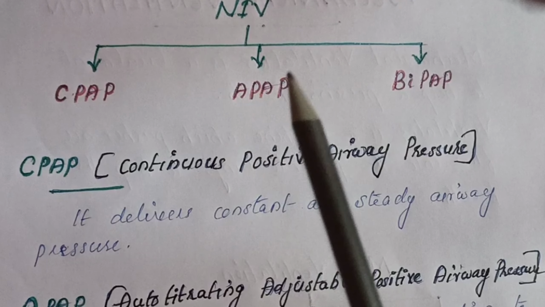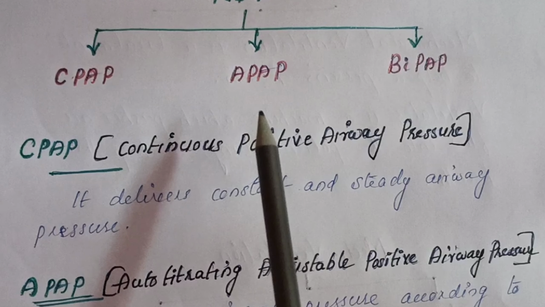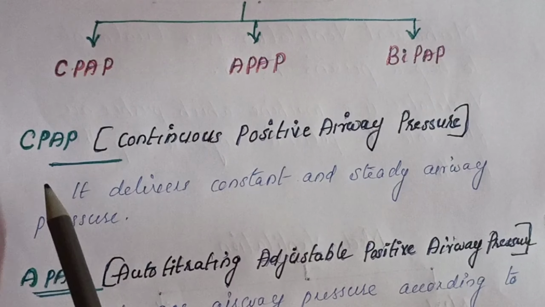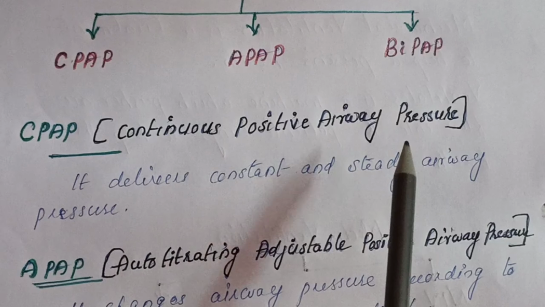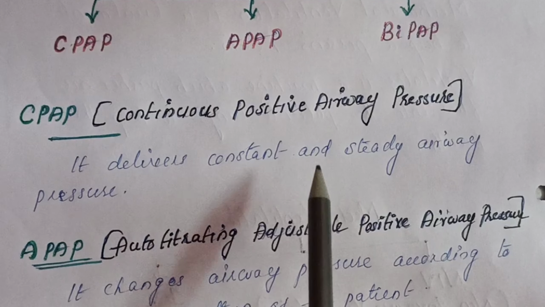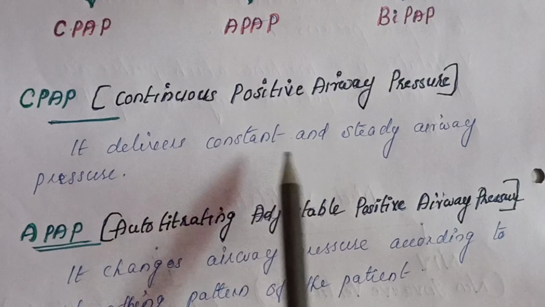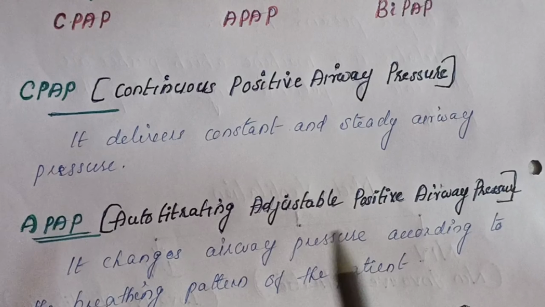Now let us see the types of NIV, or non-invasive ventilation, that is CPAP, APAP and BiPAP. CPAP is nothing but continuous positive airway pressure. In CPAP, the patient receives a constant and steady airway pressure.